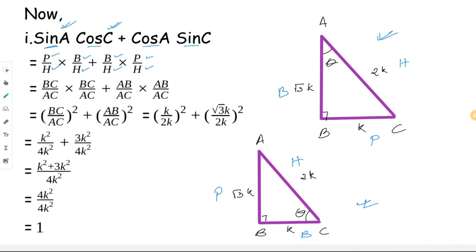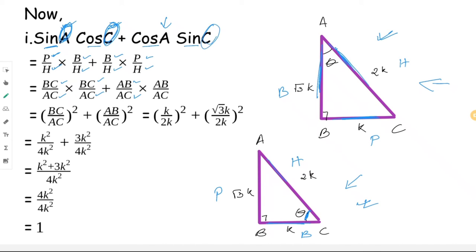So sine A means what? Perpendicular by hypotenuse. My perpendicular is how much? BC, because remember, for sine A, the hypotenuse is AC, so I've written BC by AC. Now cos C, that means we'll be looking at this diagram where theta is at C. Cos C, what are the two sides? Base by hypotenuse. My base is BC, my hypotenuse is AC. That's why BC by AC. Now cos A, that means this diagram again. Cos A, what are my two sides? Base by hypotenuse. That means AB by AC.